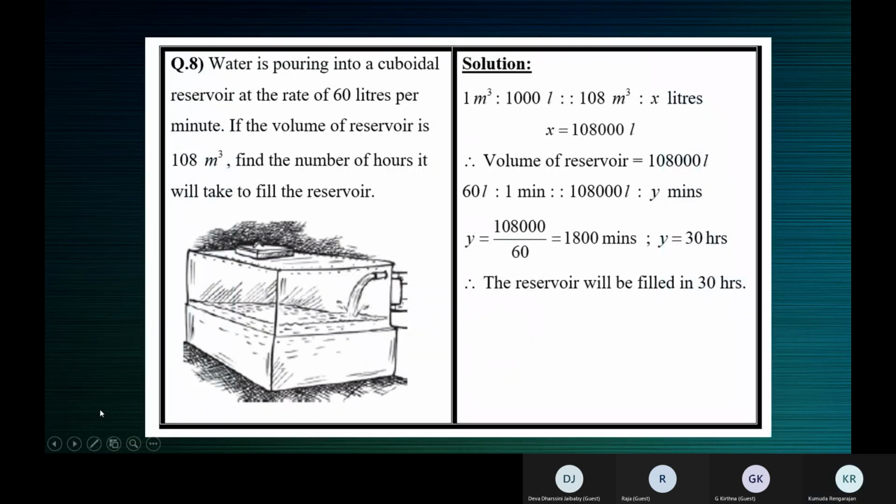See here. First, 1 meter cube is 1,000 liters. 108 meter cubes, how many liters? So we are converting meter cube to liters. The volume of the reservoir is 1,08,000 liters. Now, 60 liters is filled in 1 minute. Then 1,08,000 liters is filled in how many minutes? Again, product of extremes is equal to product of means. See, here you have to divide.